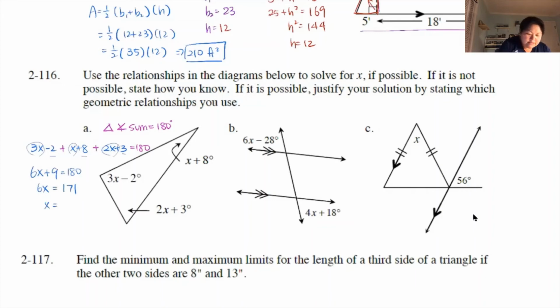171 divided by 6, you get 28.5. And if it says, let's double check, solve for x. Okay, so I can box my answer. Always double check. Sometimes the question is not asking you to solve for x, it's asking for the specific angle. Then you got to plug the x back in. Okay? All right. So what is the relationship here?